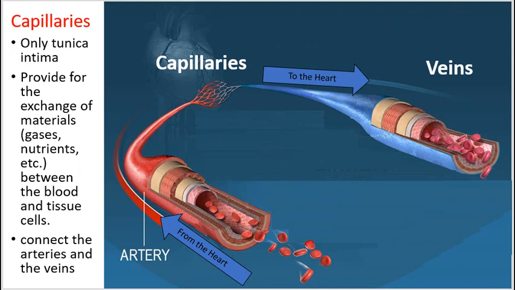Now, in between the arteries and veins, right in the middle, the connection is capillaries. So capillaries are basically the smallest and most numerous type of blood vessels. They connect the arteries, which carry blood away from the heart, with the veins, which carry the blood to the heart. And in the capillaries, gas exchange and nutrient exchange occurs, and we're going to look at that in detail in a second. Since capillaries are very thin and only contain tunica intima, they allow exchange of materials, gases, nutrients, and other molecules between the blood and the interstitial fluid.